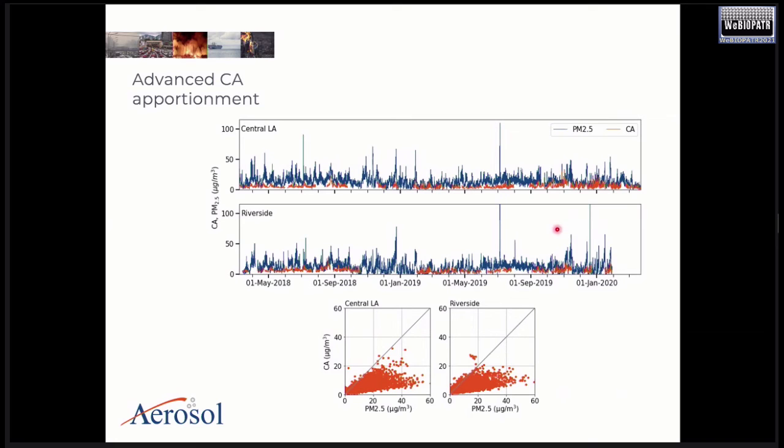This is a comparison to the whole PM2.5 mass concentration. You can see that our line of carbonaceous aerosol is always below the PM2.5 line, but you can see again that carbonaceous aerosol in an urban or suburban environment is the dominant fraction of PM2.5.